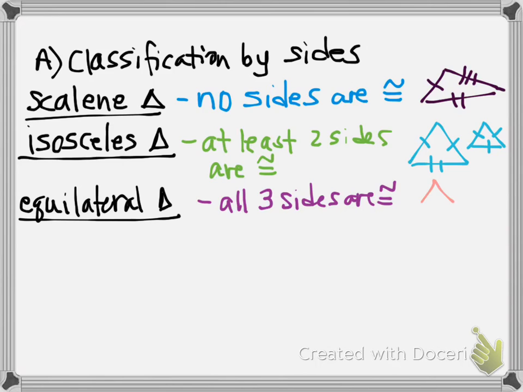So again, he is equilateral. So notice that isosceles sometimes overlaps with equilateral. Okay, but equilateral doesn't overlap with isosceles because equilateral must have three congruent sides. And neither one of them overlap with scalene because it can't have any sides that are the same. Okay? All right, let's talk about classification via angles.